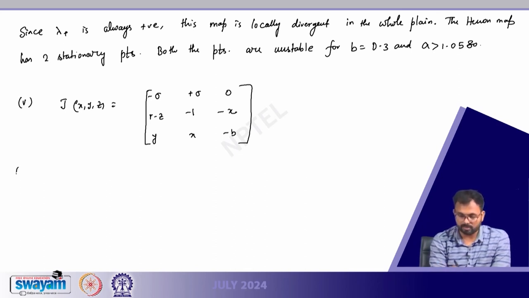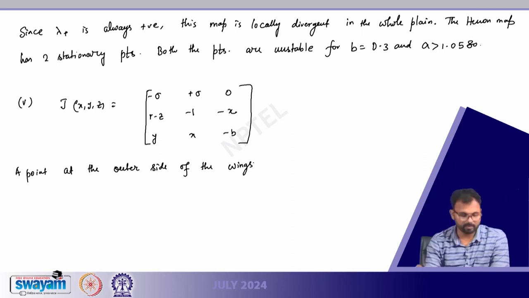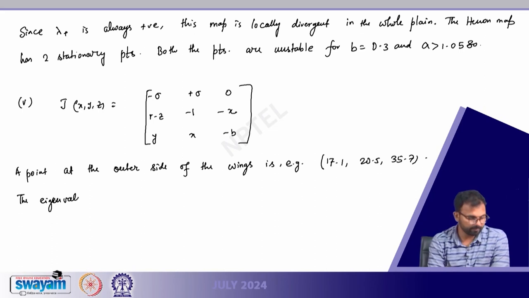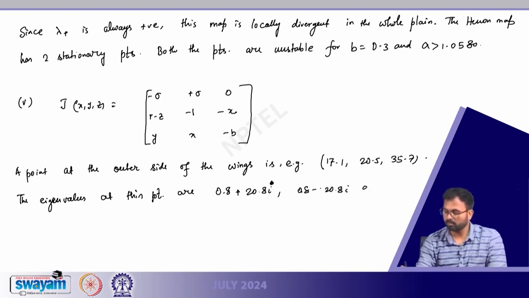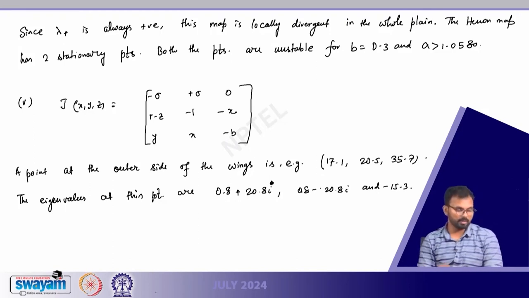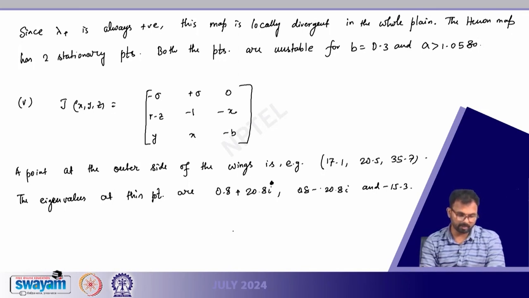For the eigenvalues, basically a point at the outer side of the wings, example 17.1, 20.5, 35.7, the eigenvalues at this point are 0.8 plus 20.8i, where i is the complex number, then 0.8 minus 20.8i, and minus 15.3. And the real eigenvalue, which is strongly negative, indicates that the orbits starting outside the wings are attracted to it very rapidly.